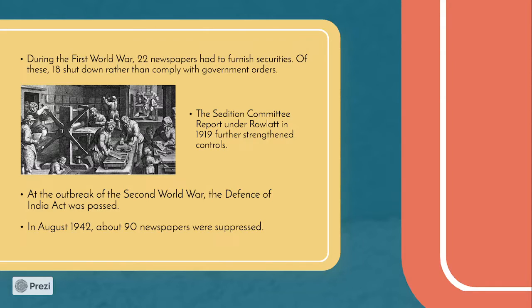The Sedition Committee reported under Rowlatt in 1919, further strengthening controls that led to imposition of penalties on various newspapers. At the outbreak of the Second World War, the Defense of India Act was passed, allowing censoring of reports of war-related topics. All reports about the Quit India movement came under this purview. In August 1942, about 90 newspapers were suppressed.